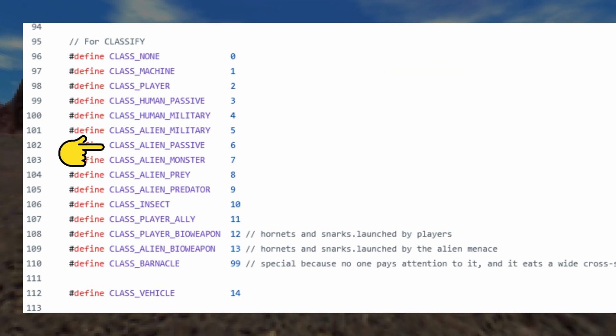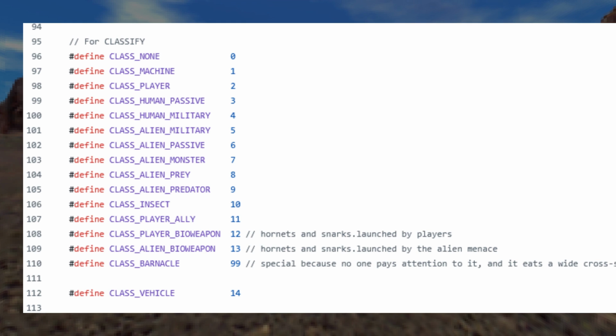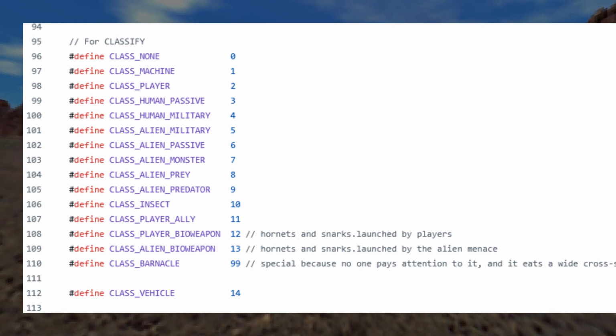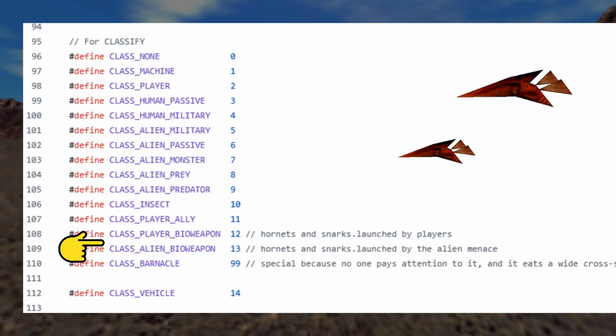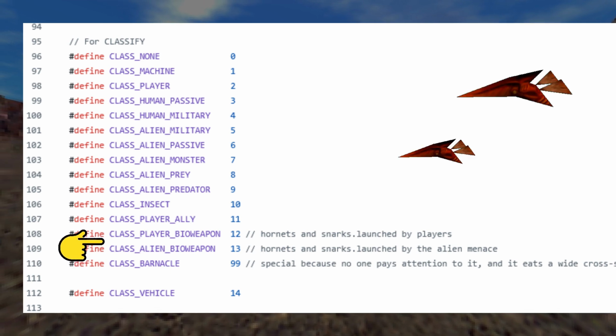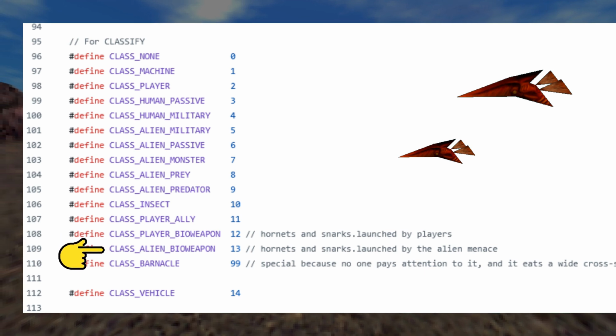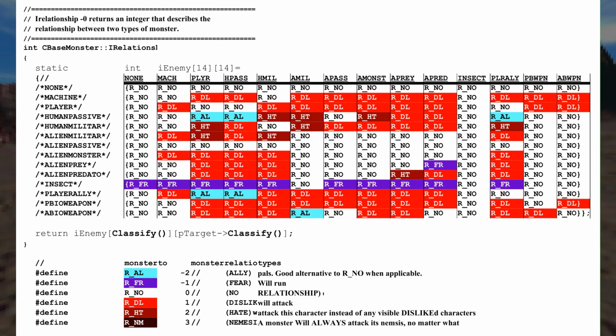For most monsters, the classify method returns just a constant. A monster can, however, classify as different things depending on the situation. Hornets classify as player bioweapon or alien bioweapon depending on whether they were fired from the player's hive hand or an alien grunt. Let's take a look at the table.